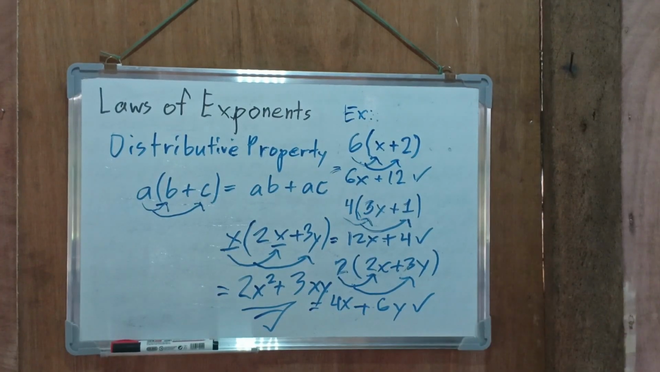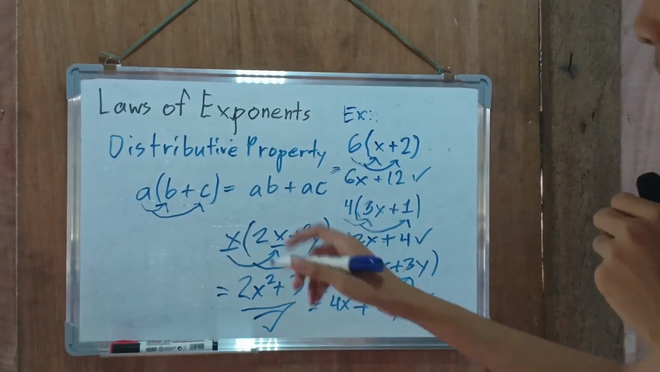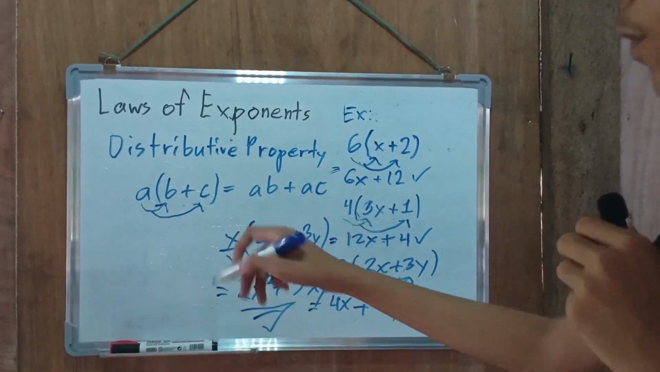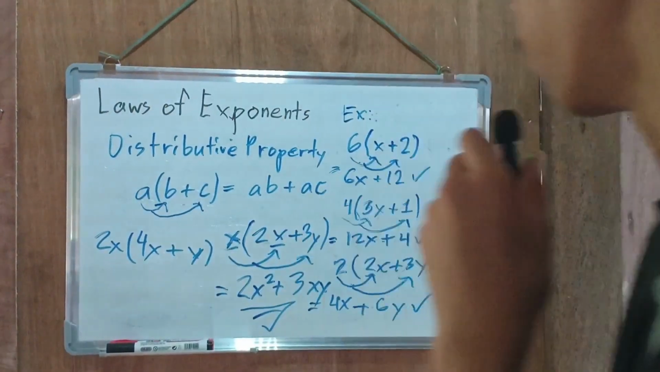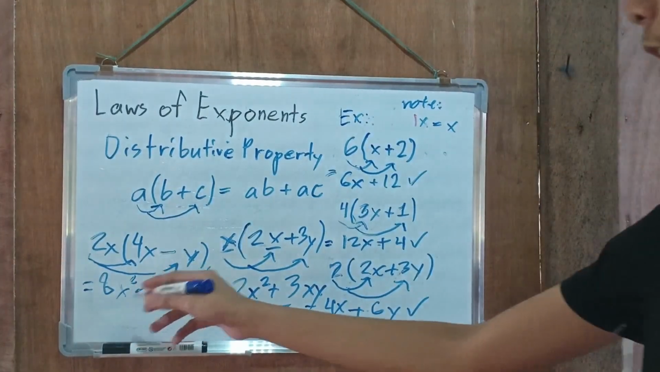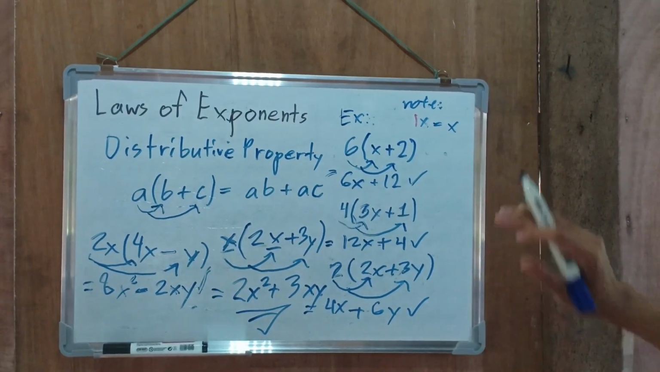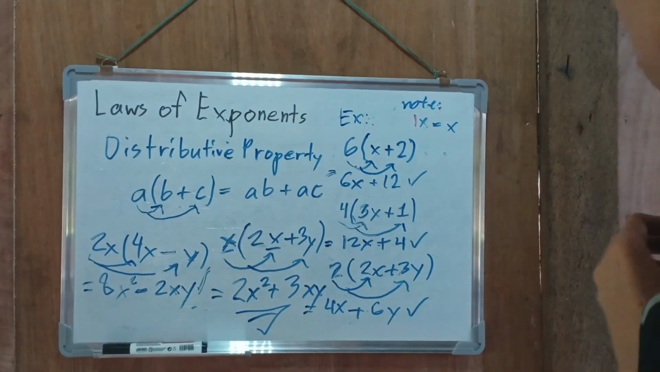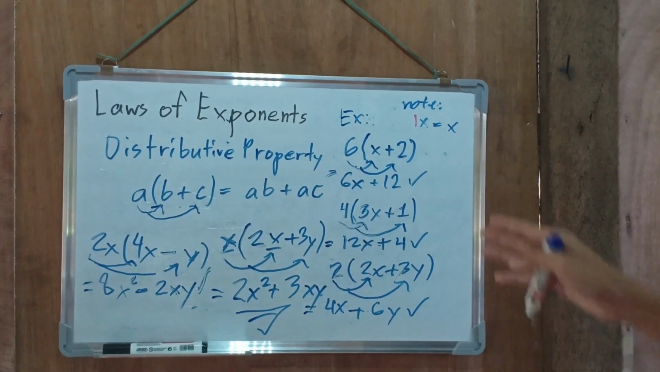Now what if the variable has a coefficient greater than 1? The first thing you're going to do is very simple: 8x squared minus 2xy. Okay, I'm just going to remove the entire thing so that you can pause the video if you want.